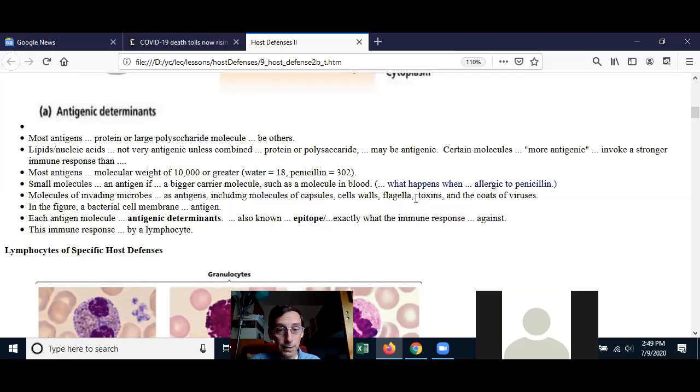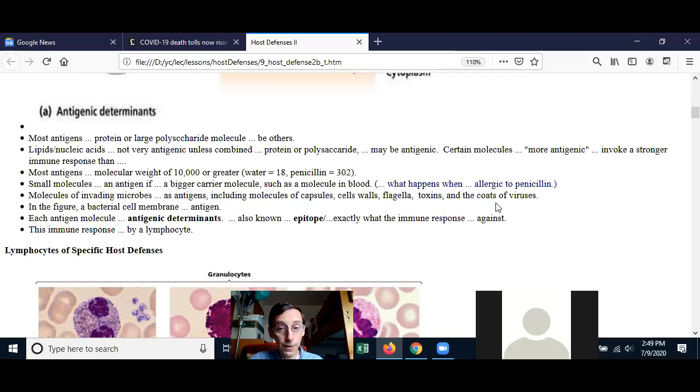We haven't really talked much about toxins yet. I don't know if we ever will. Maybe I should try and do that in this lesson. But some toxins are made by pathogens and then they're secreted. We call those exotoxins because they're secreted. And the immune system can react to those toxins and inactivate them.